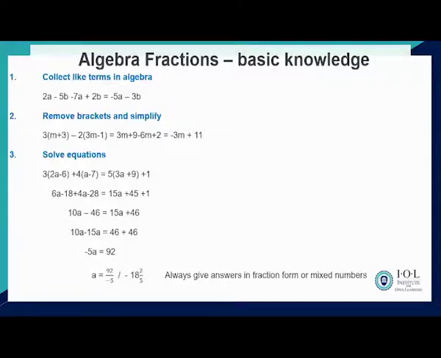Now there we have constants. And we have the 3m minus the 6m. We add them. 3 minus 6 is minus 3. Add the constants. 9 plus 2 is 11.